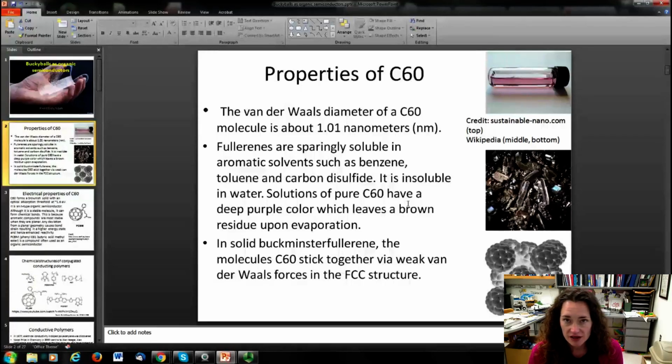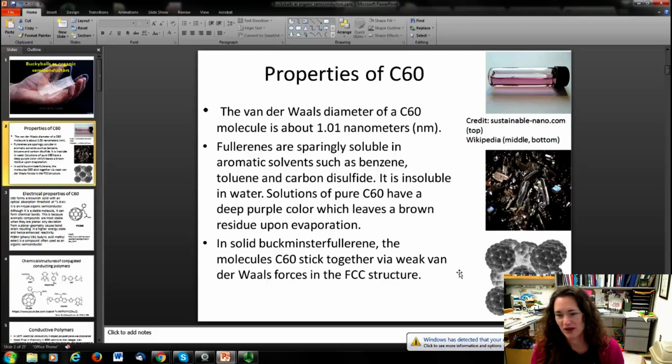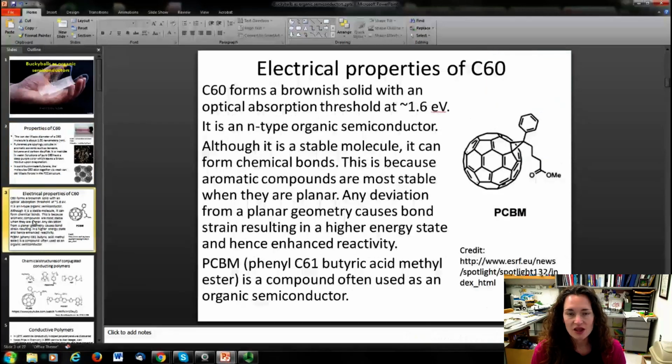In a solid form, buckyballs are bound by weak van der Waals forces into an FCC structure, and they look kind of like this picture over here. That would be super expensive, by the way. And this is the FCC structure that they form, as you can see here. Buckyballs form a brownish solid with an optical absorption threshold of about 1.6 electron volts.